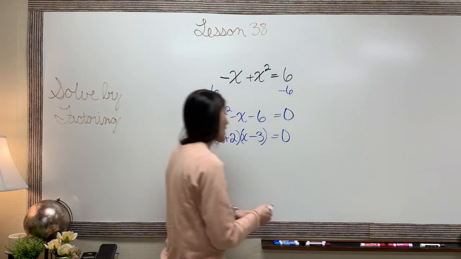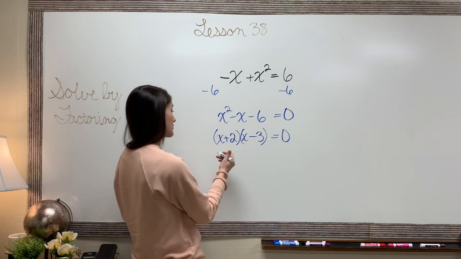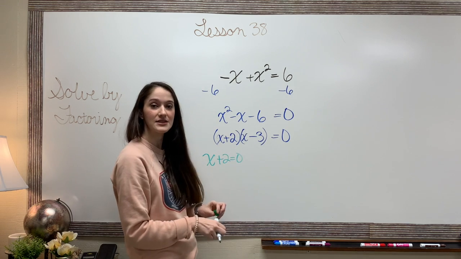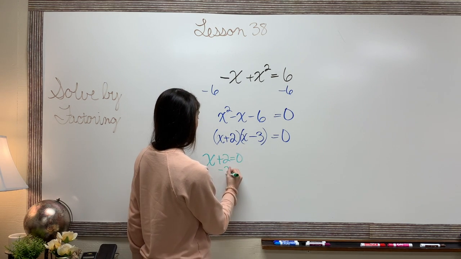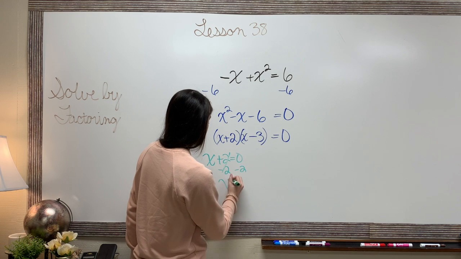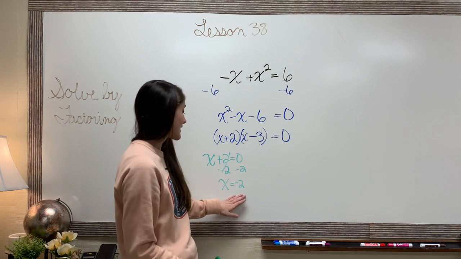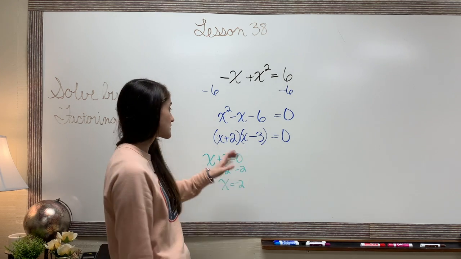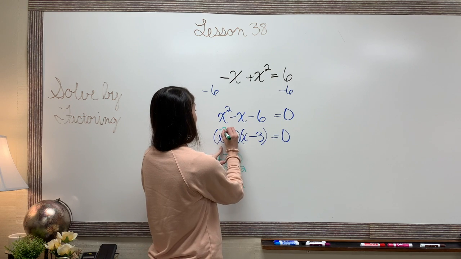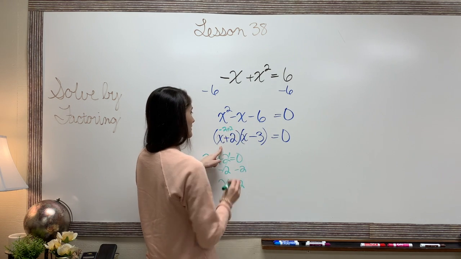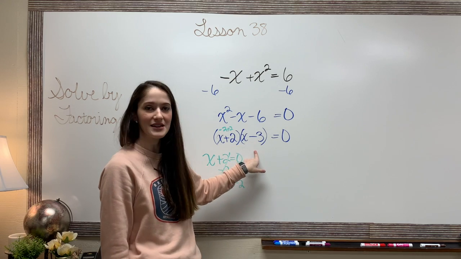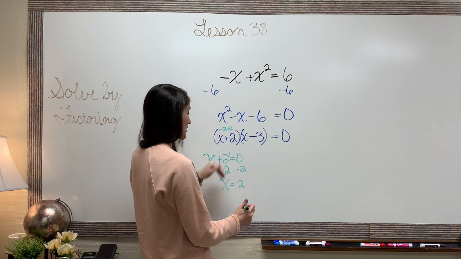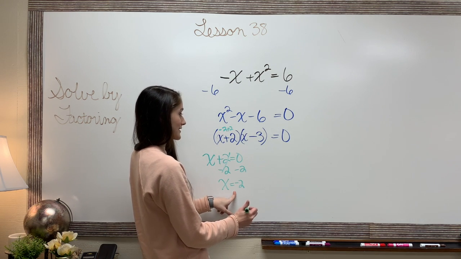So we're going to split the problem in half. I'm going to focus on my first binomial first, x plus 2, and set it equal to 0. When I do, I'm going to subtract 2 from both sides, so x equals negative 2. What that tells me is if I were to replace x in both of these parentheses with negative 2, negative 2 plus 2 automatically equals 0. So 0 times this, no matter what it is, is going to equal 0. So that's the first part. I solved it and got x equals negative 2.